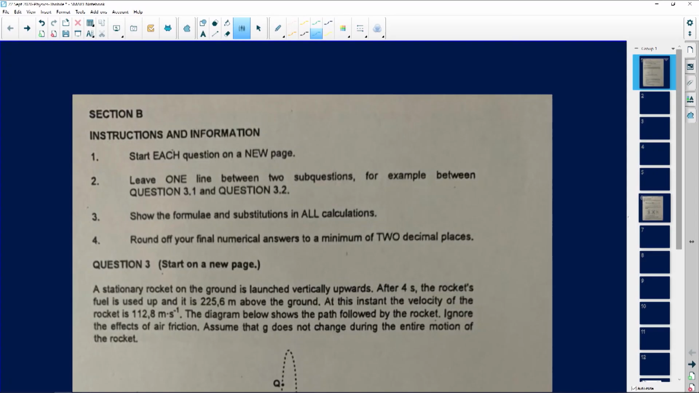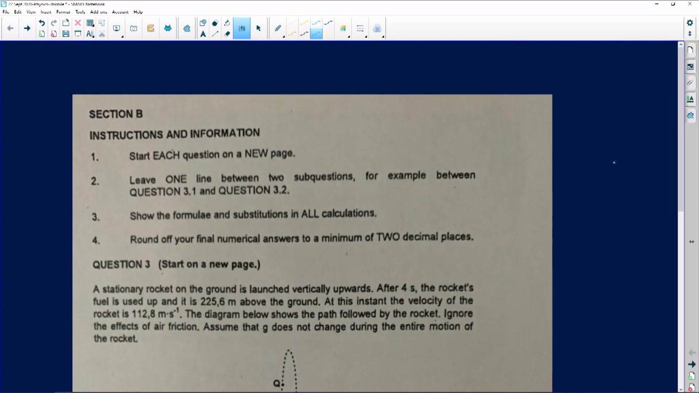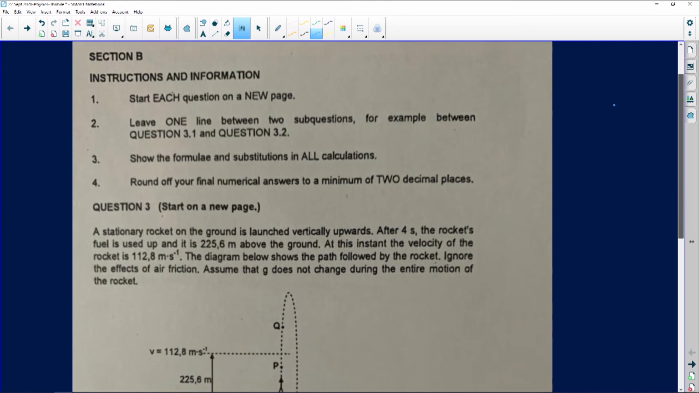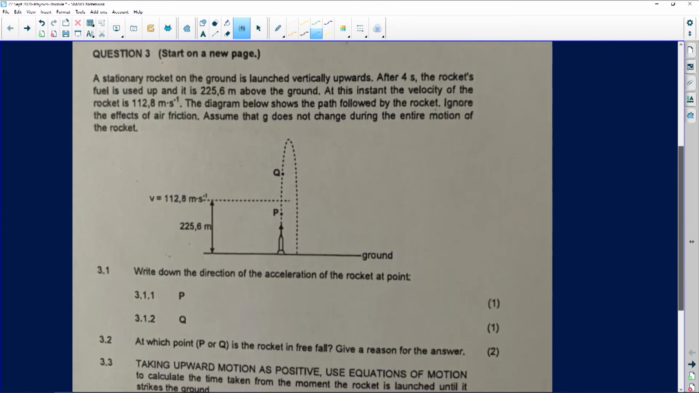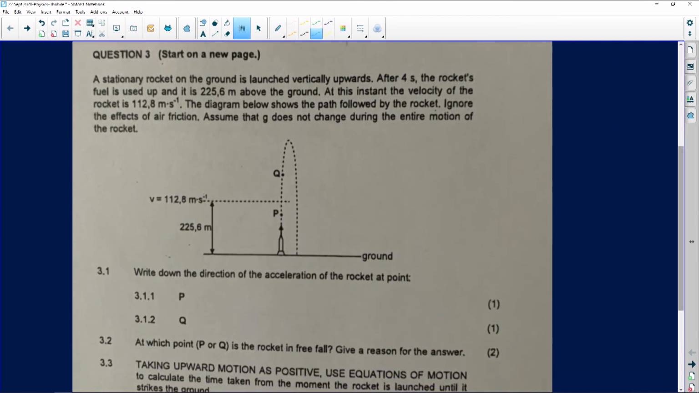The first question is from Usanele, and it is question 3, vertical projectile motion. The question says we have a stationary rocket. Now, I love analyzing the question first before I actually start answering. We have a stationary rocket. Remember, guys, if something is stationary, it is not moving.